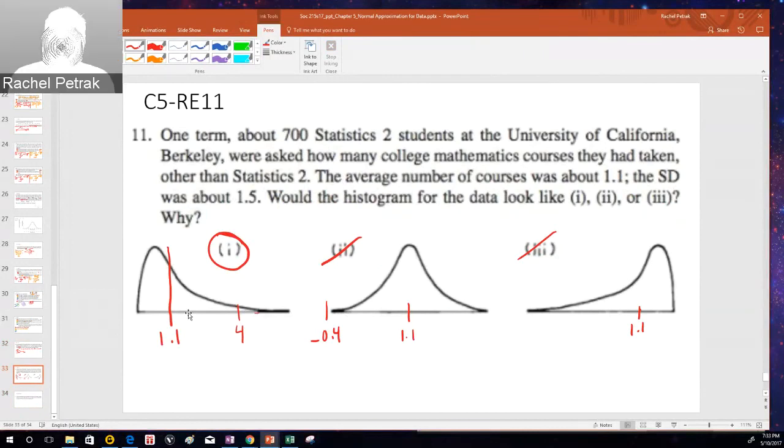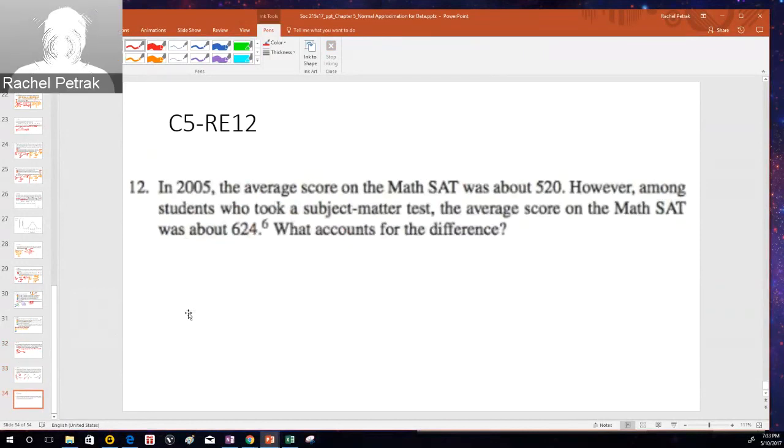Oh, super. One final problem. In 2005, the average score on the math SAT was about 520. However, among students who took a subject matter test, the average score on the math SAT was about 624. What accounts for the difference?